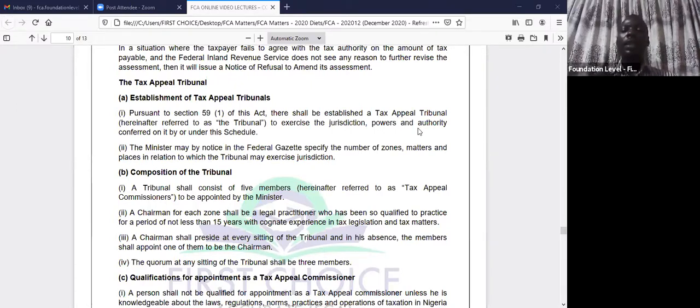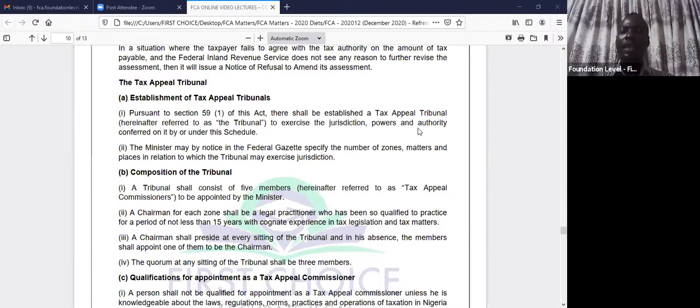Now, in each zone, there are 5 members or 5 tax appeal commissioners. So 5 in Abuja, 5 in Lagos, and 5 in the other 6 zones, making it altogether 40 tax appeal commissioners. 40 tax appeal commissioners. These 40 people are appointed by the president, either by name or by office.